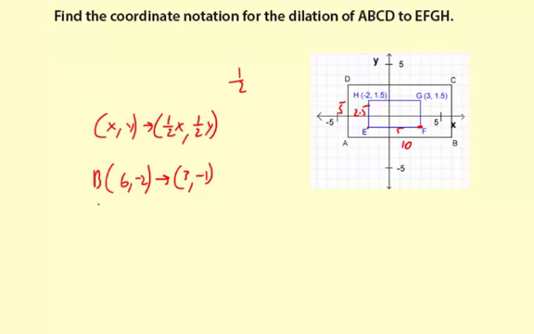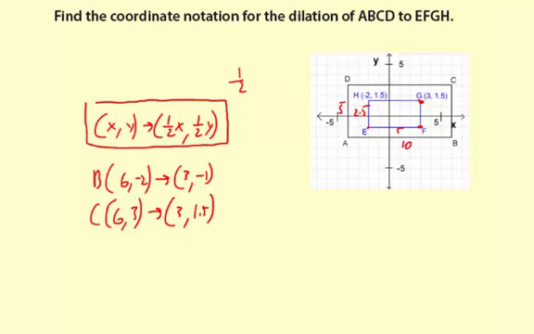Point C is at 6, 3, and it should map to 1/2 times 6 is 3, and then 1/2 times 3 is 1.5. So C should map to 3, 1.5, and in fact it does. There's point G right there. Okay, so here's the dilation. And you could test all the points if you want to, but after testing 2 of them, I'm pretty confident that this works.